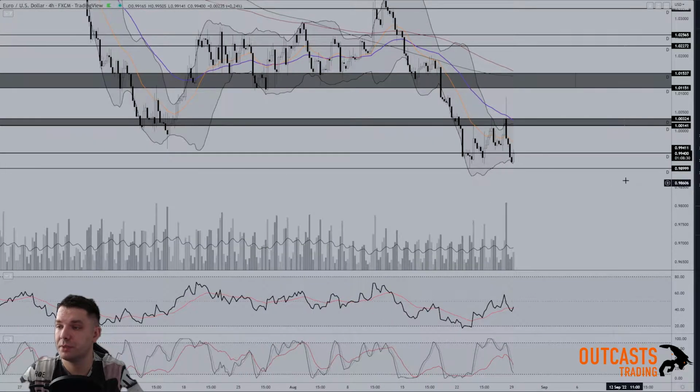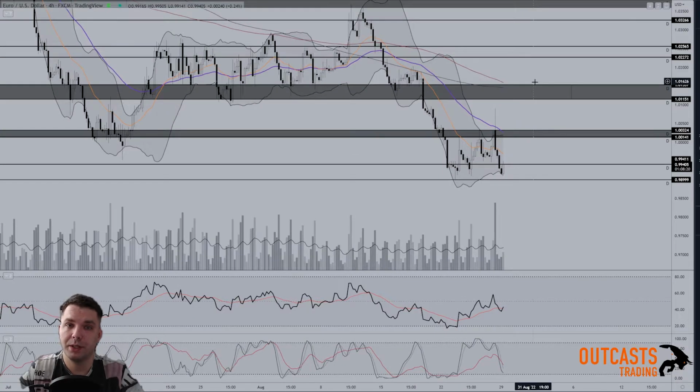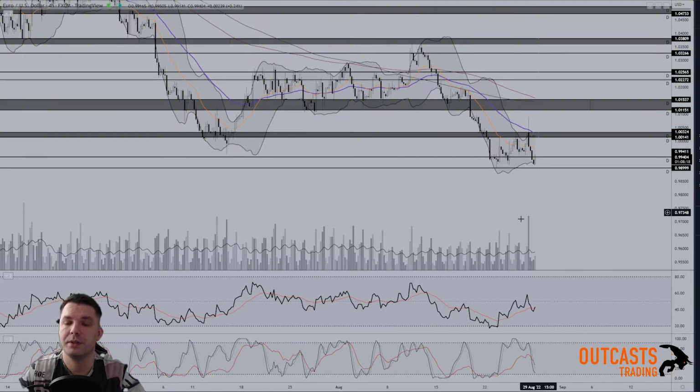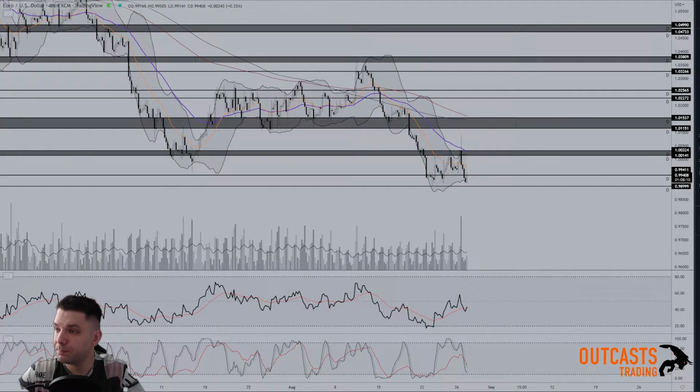If it starts closing above the 101,530, so above the 200 EMA on the 4 hour, then I'll switch my bias around. I will be bullish on it because the 200 EMA on the 4 hour is my bias switcher for my personal trading. So this is how we go.